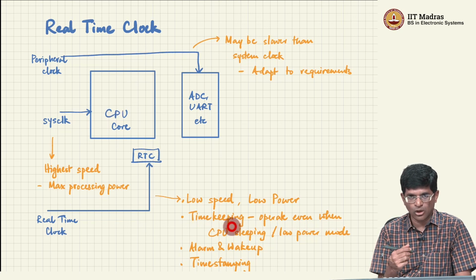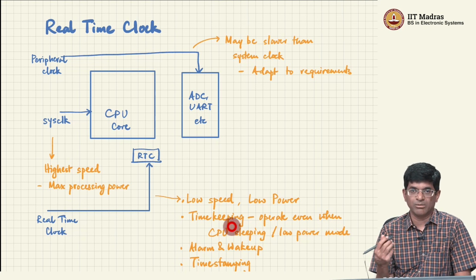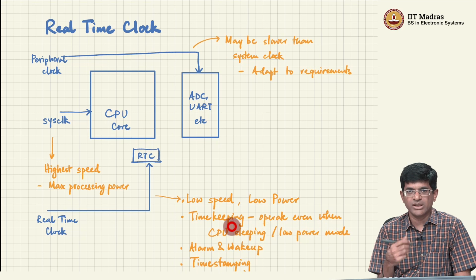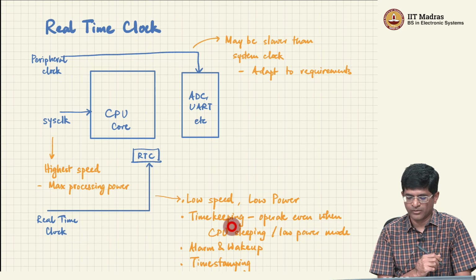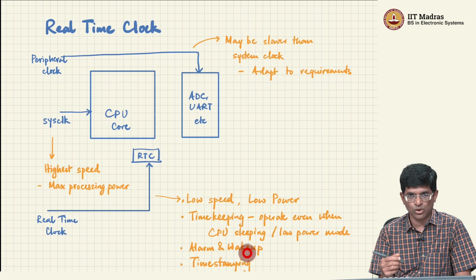It allows you to operate even when the CPU is sleeping. So for example, if I want to sleep for 1 minute and then wake up, my CPU doesn't need to sit there and actually count. It can just say, no, I'm going to sleep, wake me up after 1 minute. And the RTC can count 60 seconds and send a signal to wake up the CPU at that point. So alarm and wake up is one of the most common functionalities that RTCs do.